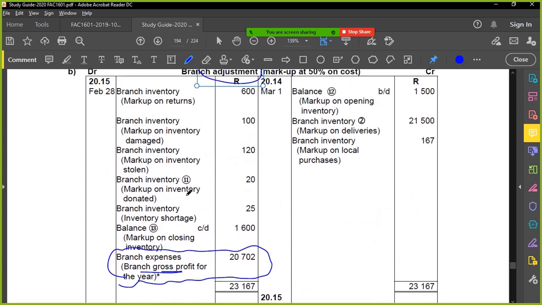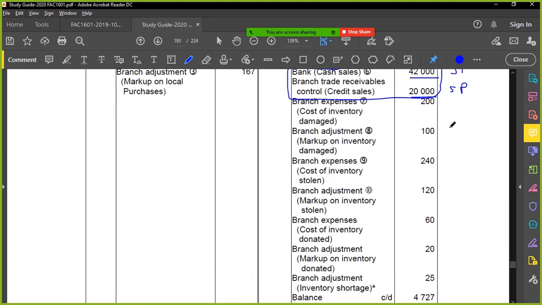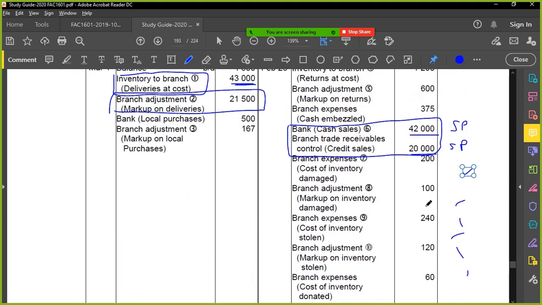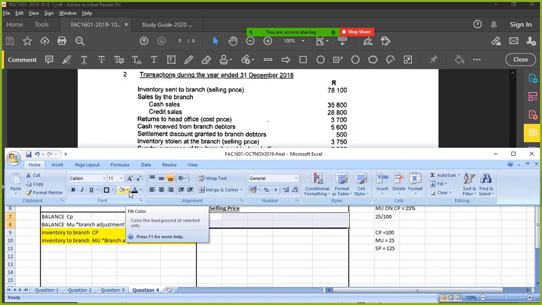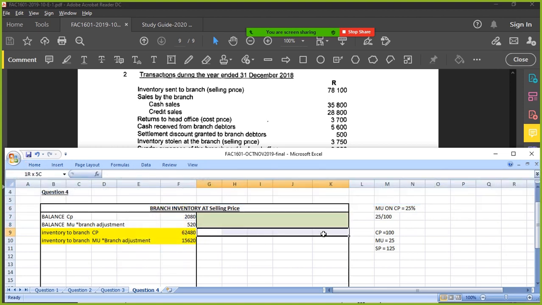I prefer to show it separately because when the branch adjustment is being balanced off, obviously you'll have different line items here that would basically represent line items over here, but based on the markup. So for this one, I would show it like this, just to show the splits. So obviously, you've got cash and credits.